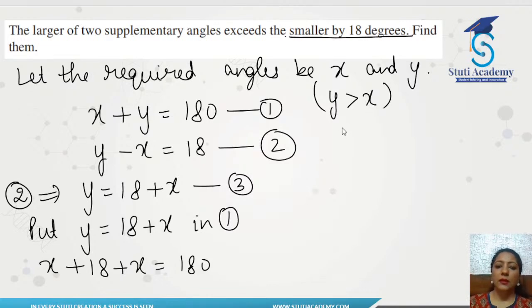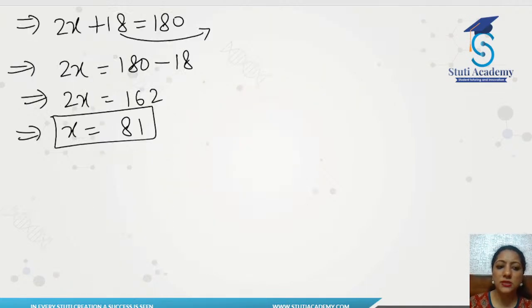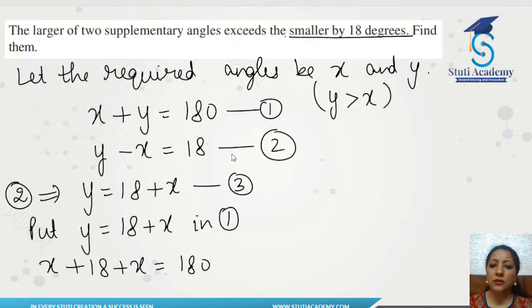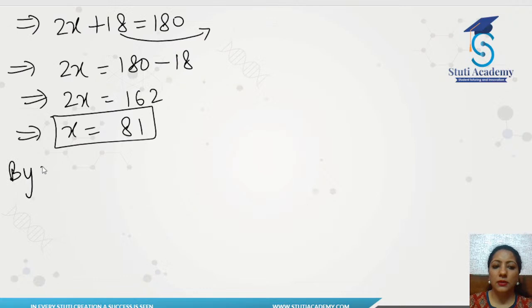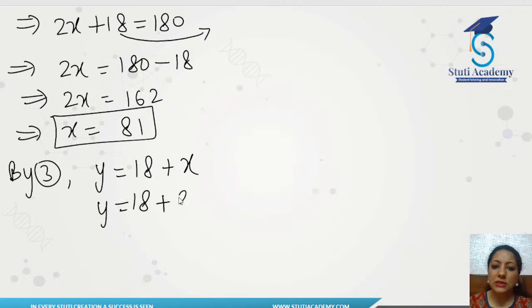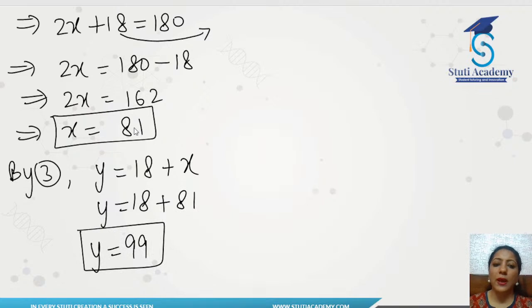That's very logical. If this doesn't strike you, that's okay. You can just go as usual. x is 81. Take this value of 81 and put it either in first, second or third equation. You will get the same result. So here I am putting this x equal to 81 here. So by third equation, we have y is equal to 18 plus x. So y is equal to 18 plus 81. So we can say y is 99. So thus the required angles we have 81 and 99.